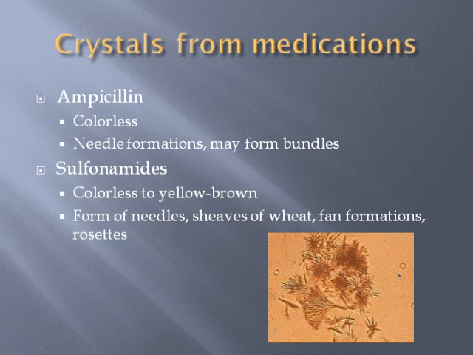Crystals from medications. Ampicillin and sulfonamides will form crystals, and you will see this in the urine. Ampicillin crystals are colorless. They form needles, and they may form bundles. Sulfonamides are colorless to yellow-brown, and that's what's in the image here. They form needles, sheaves of wheat. Some people think they look like sheaves of wheat, or fan formation or rosettes. So you can definitely see a fan formation here.